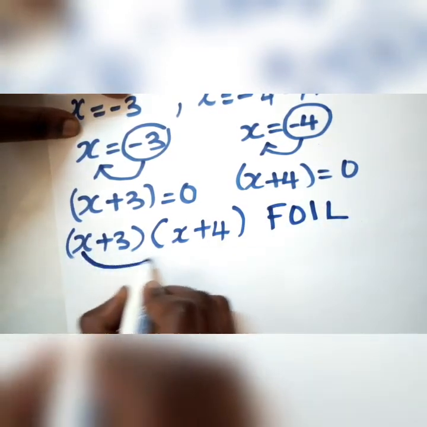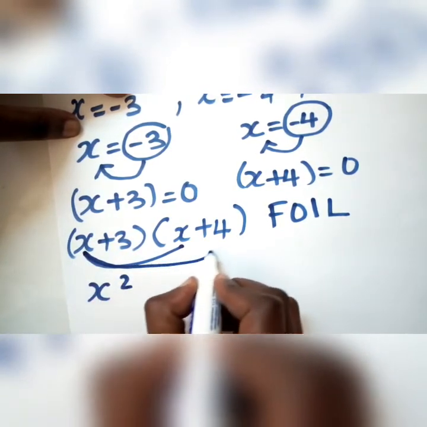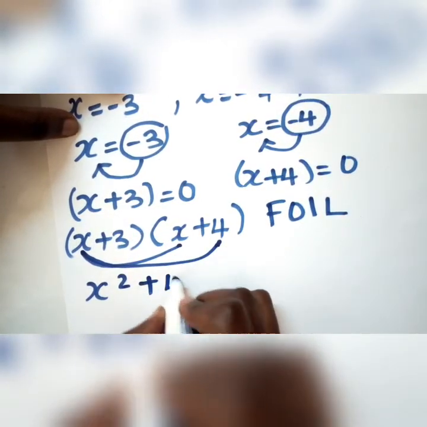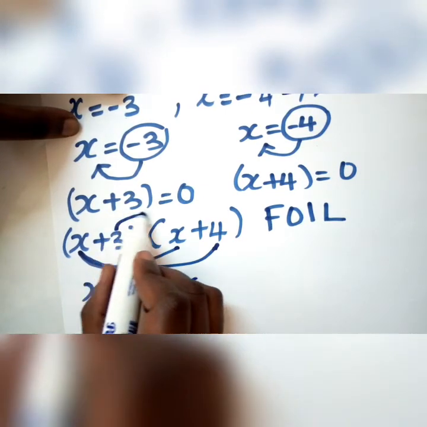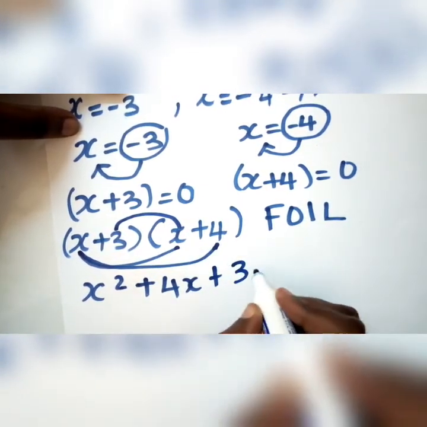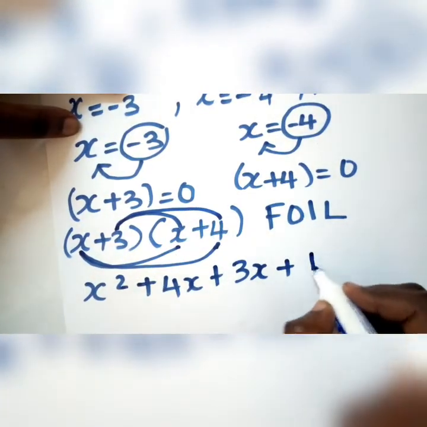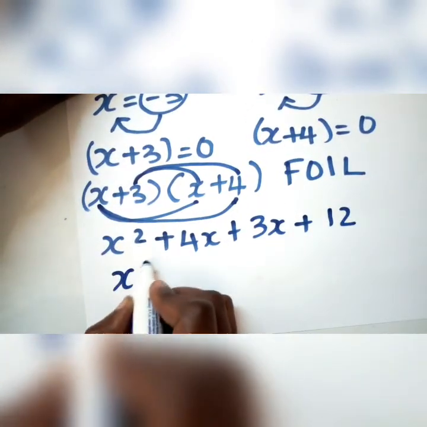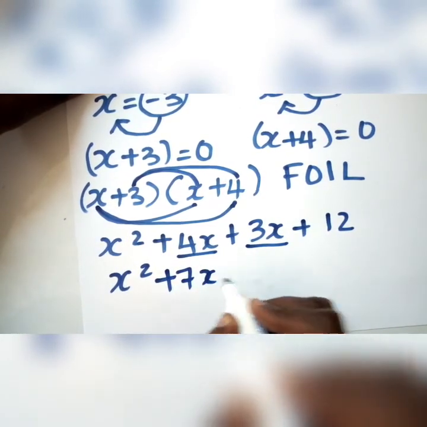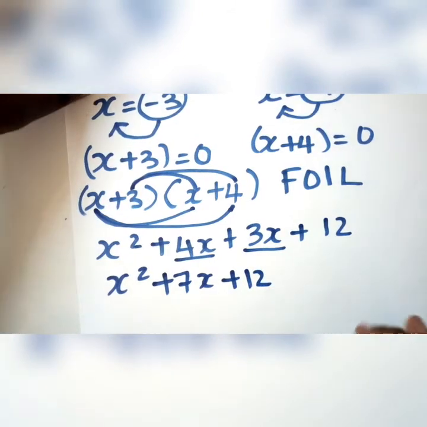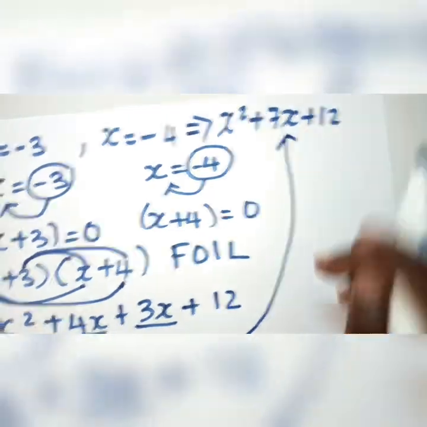So I'll multiply x times x, that is x squared, and then again x times 4, that will be 4x. So we're done with this first x. Now we move on to 3, and you take 3 times x, that will be 3x, plus we have 3 times 4, which is 12. So x squared, we have like terms, 4x plus 3x, that is 7x plus 12. And you notice this one is the same as that. So meaning we can check your answer.